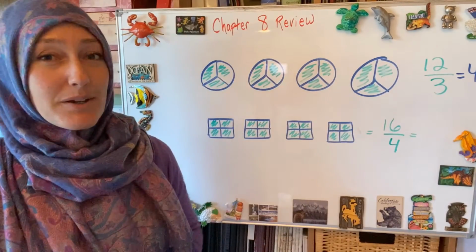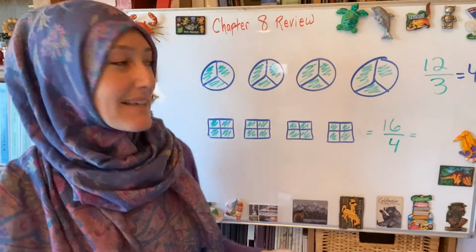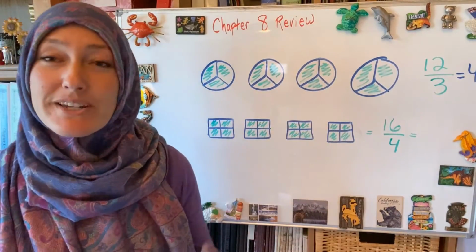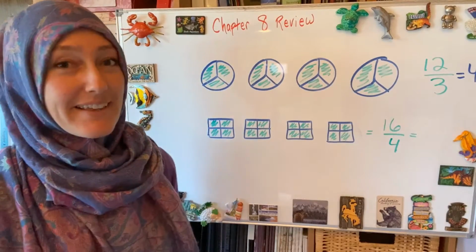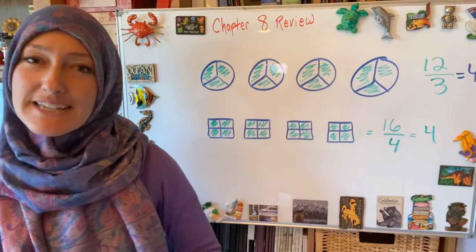And then if I think of it, what do I see? I see 4 whole amounts. And if I know my division, what is 16 divided by 4? That is going to be 4 as well. So that's how it's all related.